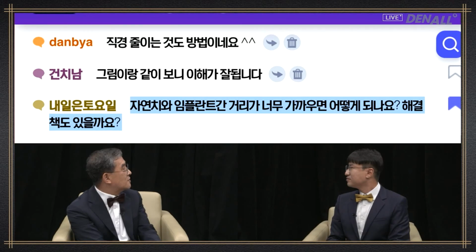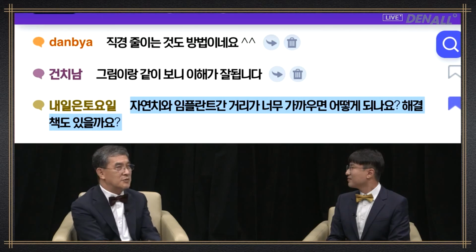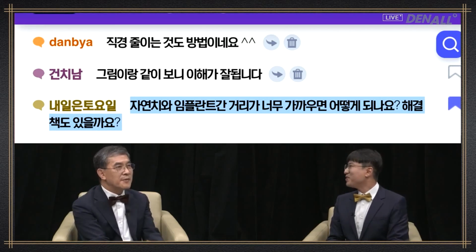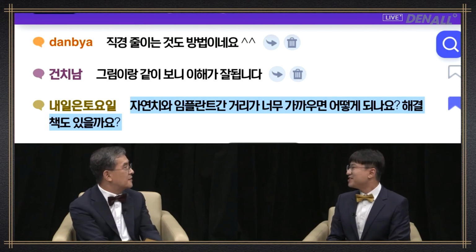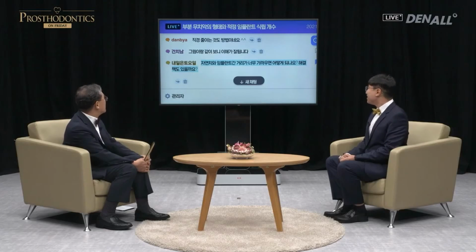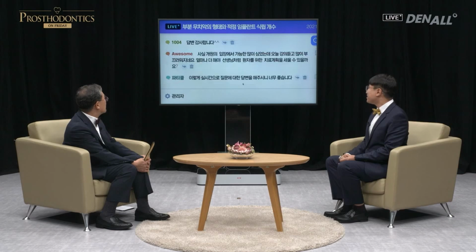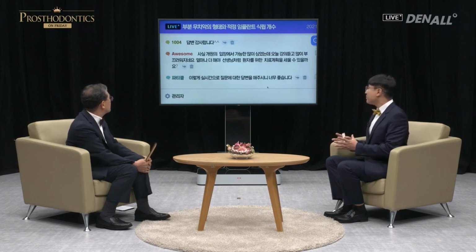Tomorrow is Saturday. What happens if natural tooth and implant is too close? Is there a solution? Next time, if possible, I would like to show you my case. One time, there was only 0.5 millimeter with the natural tooth. And the key is how thin you can get the abutment to be. How to secure soft tissue between implant and natural teeth. How to secure soft tissue, that is the key.